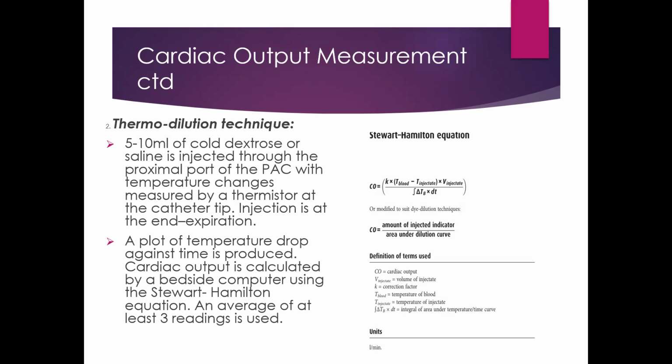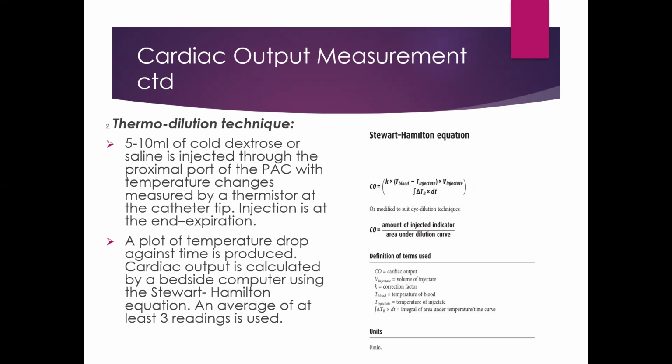Let me say here that the sensitivity of this technique depends on the temperature of the injectate and the volume. So injectate with lower temperature and high volume measures cardiac output more accurately. What we do here is give about 5 to 10 mL of cold dextrose or saline through the proximal port of the pulmonary artery catheter, and the temperature change is measured at the distal port with a thermistor.